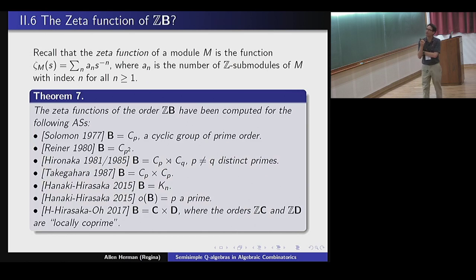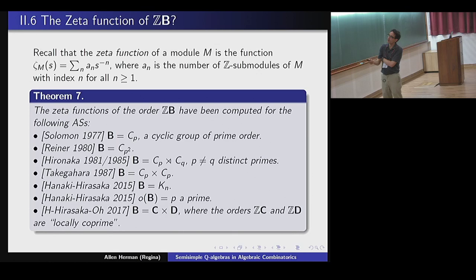Zeta function. This is the generating function for counting the number of Z modules in an abelian group. And so these are... oh, I guess this isn't set up here. So what I'm... oh yeah, here it is. So the zeta functions were calculated for small groups by these people, the late 70s, early 80s.